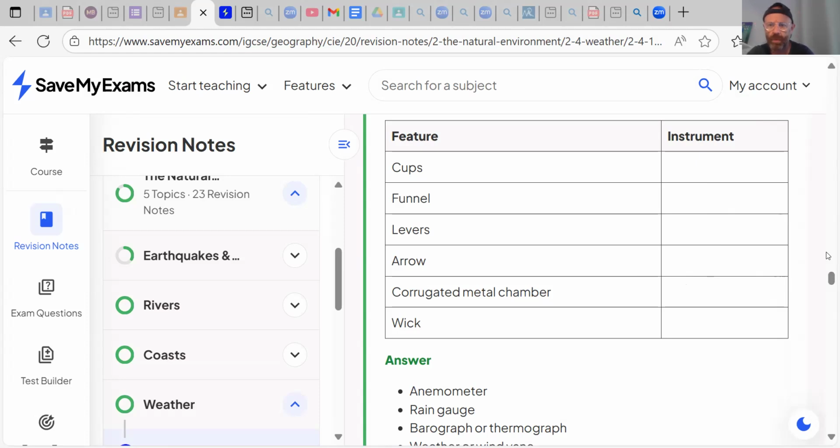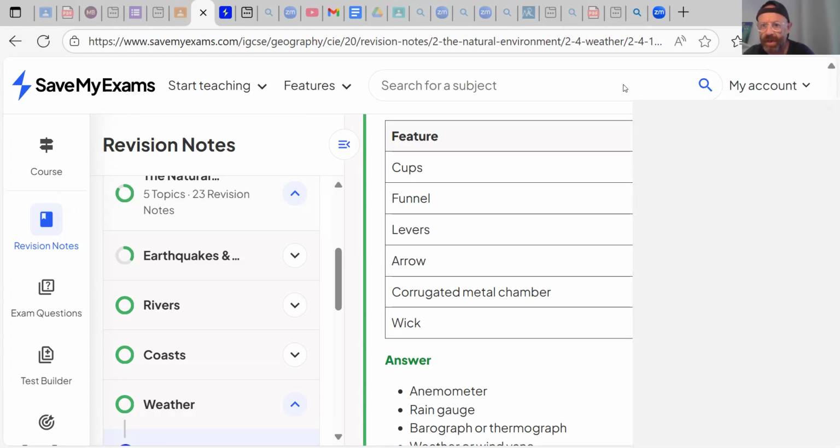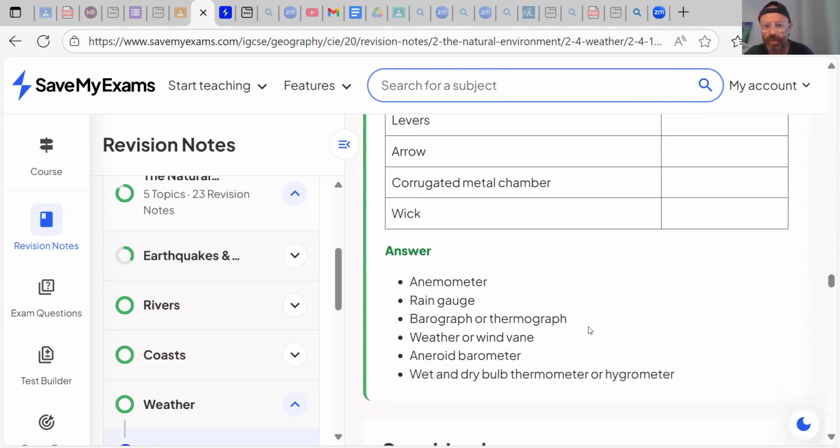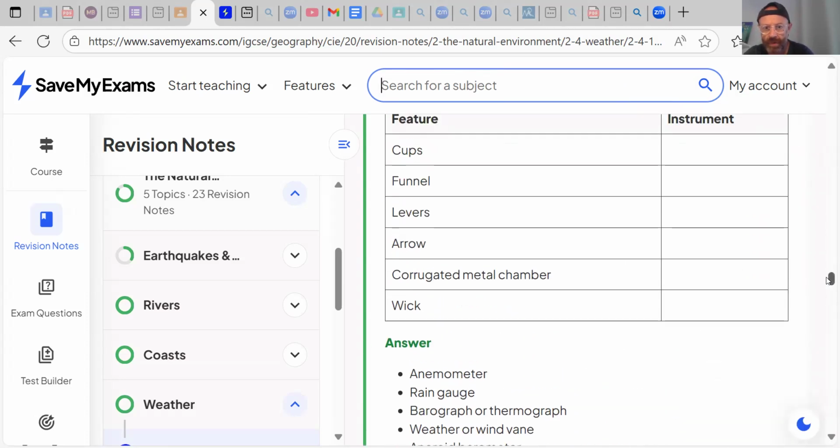The wick. Well, the wick we just saw. Let me just close that. Let's go back up quickly. The answers are there. Levers has. Come on, Mark, move it. Trying to move the screen up.